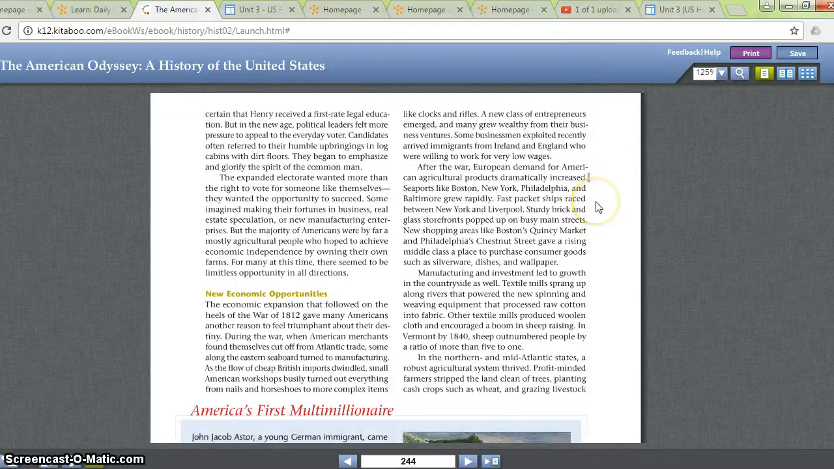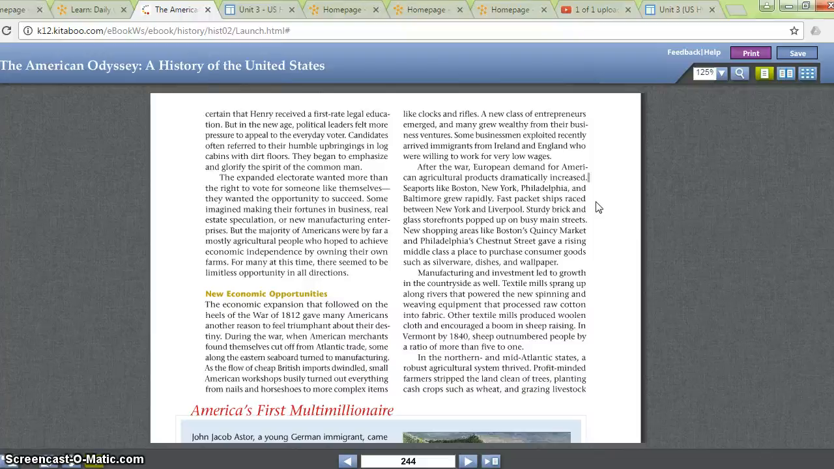After the war, European demand for American agricultural products dramatically increased. Seaports like Boston, New York, Philadelphia, and Baltimore grew rapidly. Fast packet ships raced between New York and Liverpool. Sturdy brick and glass storefronts popped up on busy main streets. New shopping areas like Boston's Quincy Market and Philadelphia's Chestnut Street gave a rising middle class a place to purchase consumer goods such as silverware, dishes, and wallpaper.